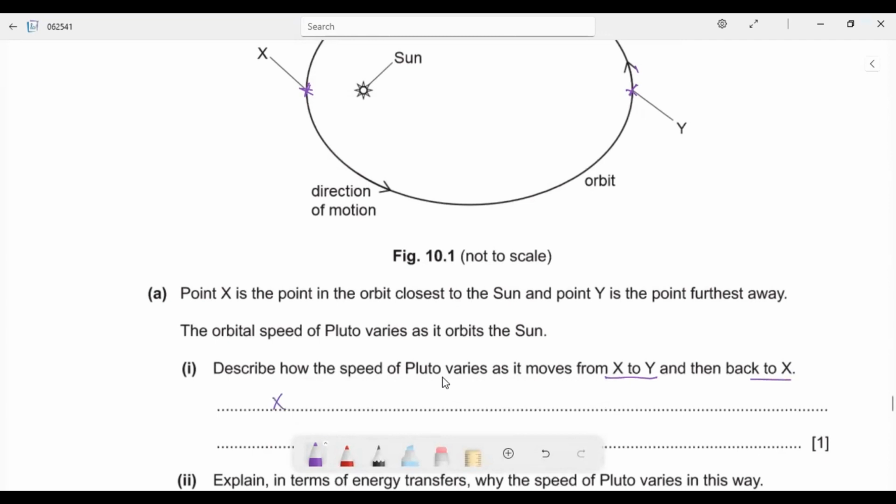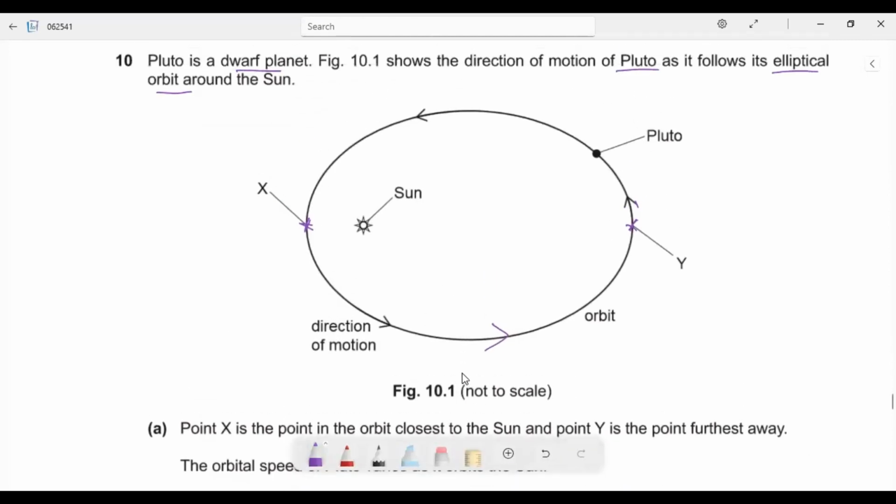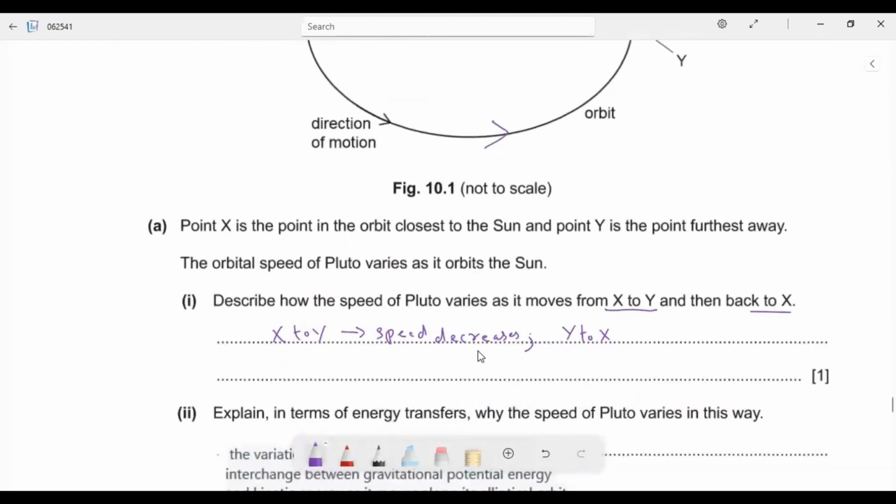So when it is moving from X to Y, here we can see X is nearer to Sun and when it is moving in this path that is far away, the speed decreases. And when it is moving from Y to X, the reverse path, in this path it is nearing the Sun. Just opposite. That is, speed increases.